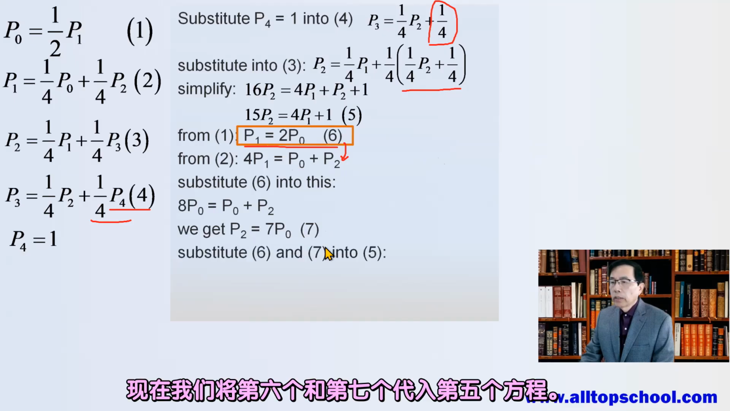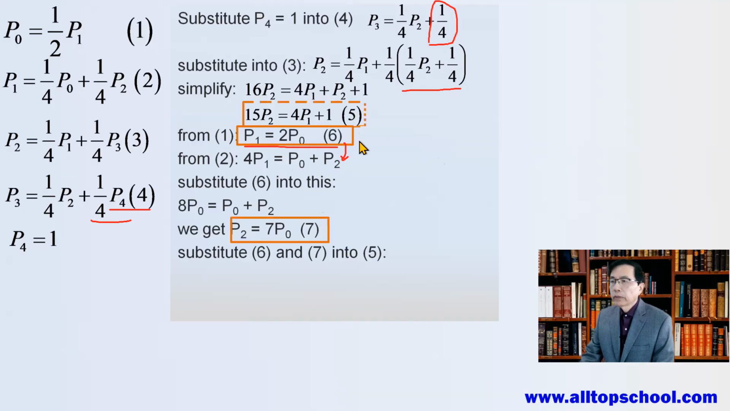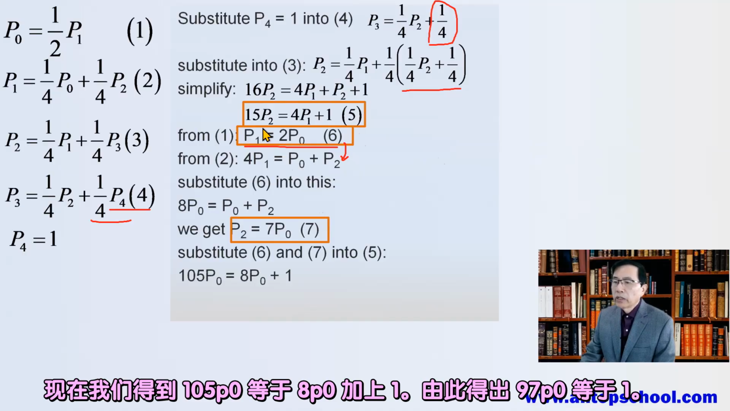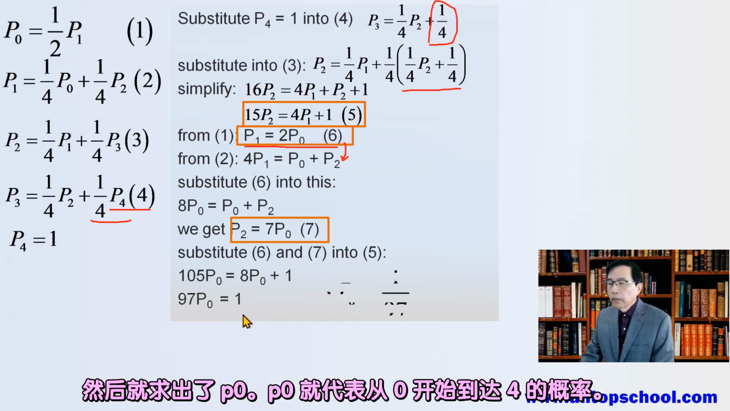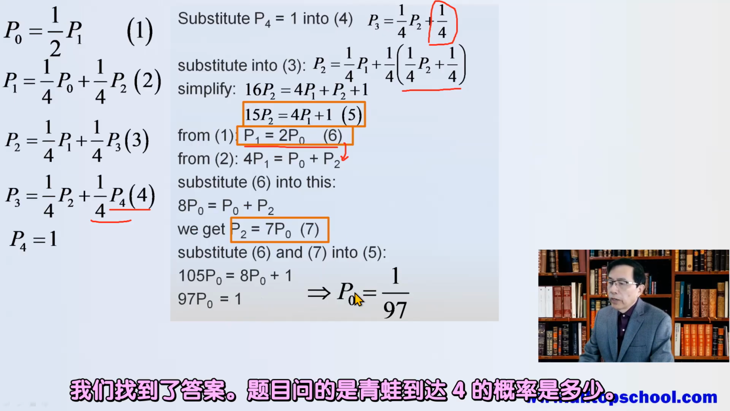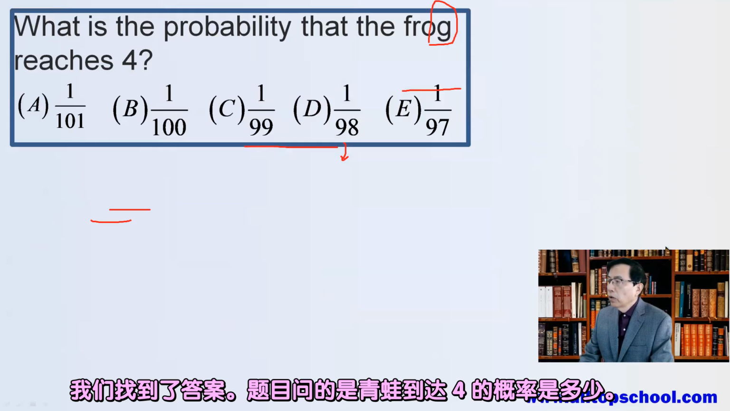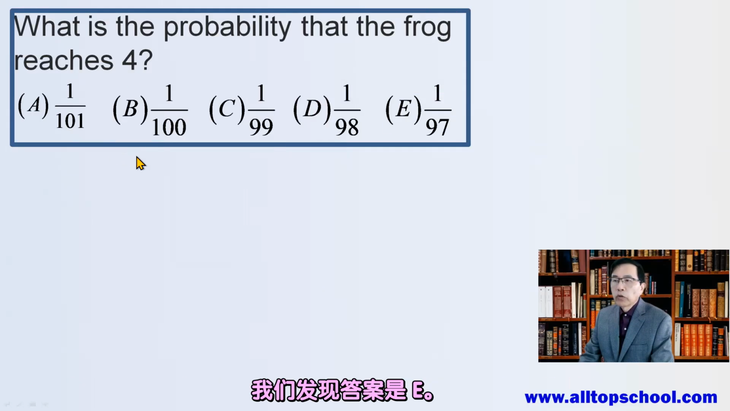Then we substitute 6 and 7 into 5, and we get 105P0 equals 8P0 plus 1. From here, we get 97P0 equals 1. And then you just get P0. P0 means the probability of starting at 0 and reaching 4, so we find the answer. The question asks what the probability is that the frog reaches 4, and we find the answer is E.